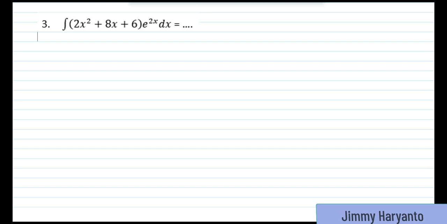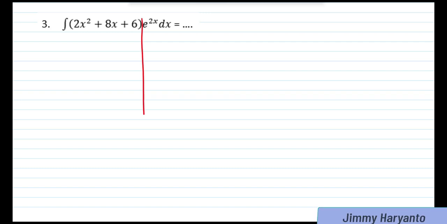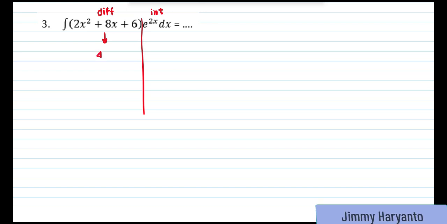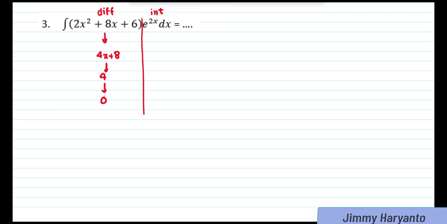For number 3, we have an expression like this. I think we can use tanzalin. Tanzalin means you have to differentiate this one, and then you have to integrate this one. Okay, let's start from the differentiation. This one will be 4x plus 8, and then the next one will be 4, the next one will be 0.